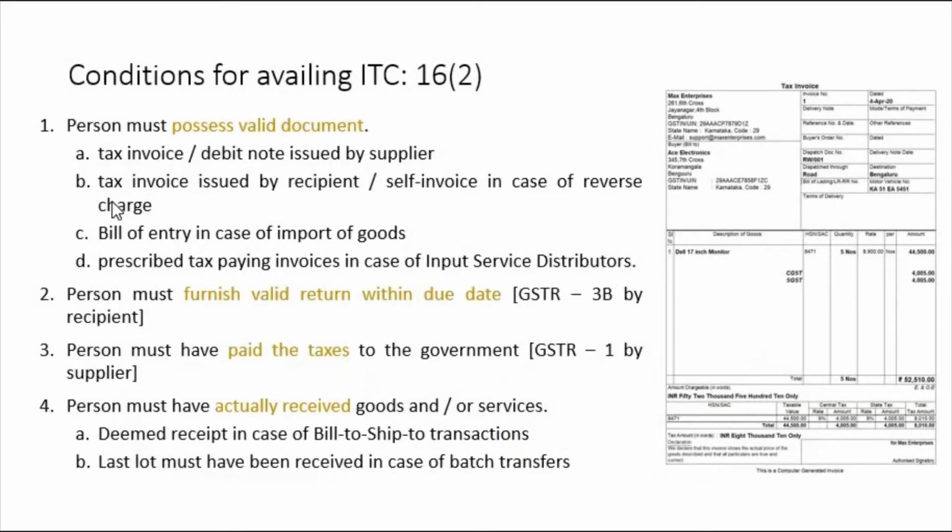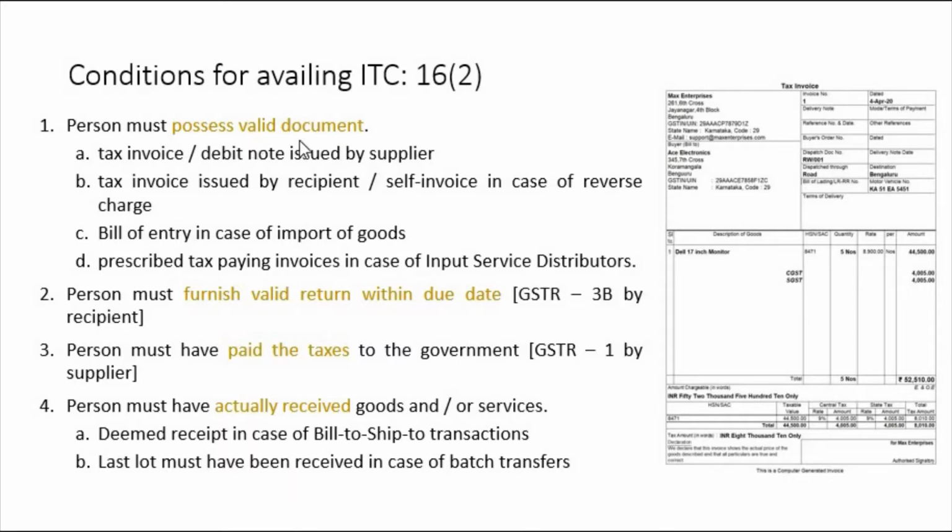Now let us go to the conditions. Subsection 2 says these conditions. There are 4 points given in the condition. The first point, the person must possess valid document. Second point, must furnish valid return within the due date. Third point, the person must have paid the taxes to the government. And fourth point is the goods must have actually been received or services must have actually been received. Now what are these? We will see one by one.